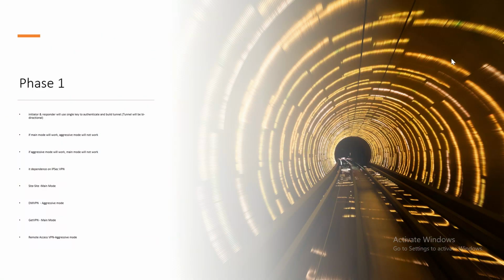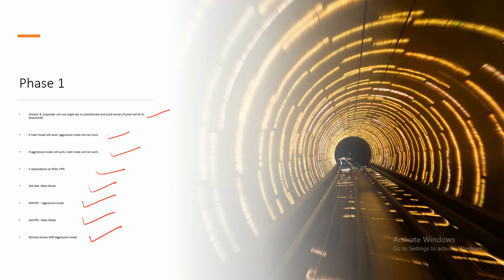Now, if you talk about phase 1, the initiator and the responder will use a single key to authenticate and build the tunnel. Basically both use the same key. Main mode will work, aggressive mode will not. If aggressive mode is working, then main mode will not work. It depends upon the IPsec VPN. Site to site is working on main mode only. DMVPN is working on aggressive mode. GET VPN is working on main mode. Remote access VPN is working on aggressive mode.